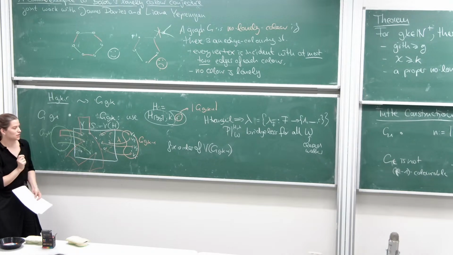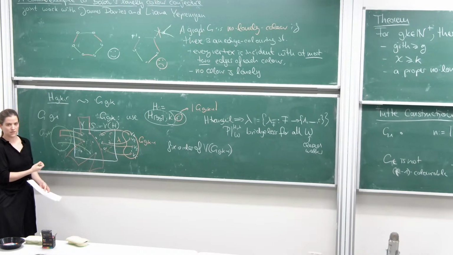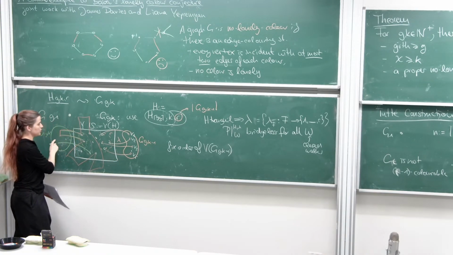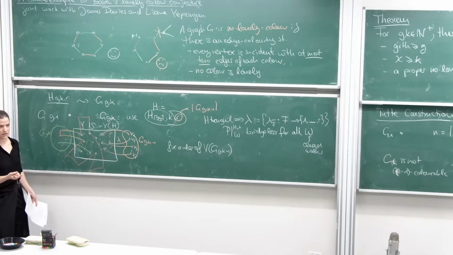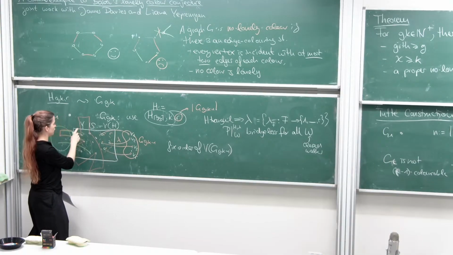The complicated thing to prove is that it actually has a no-lonely-color edge coloring. And how do we get this? We color all the copies by the coloring we get from the induction hypothesis, and now we add a new color for each of the matchings.